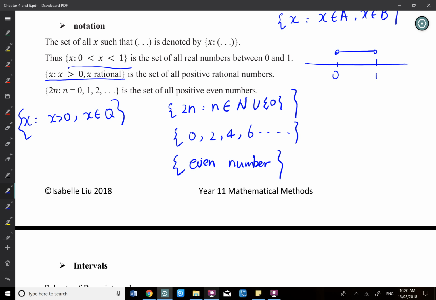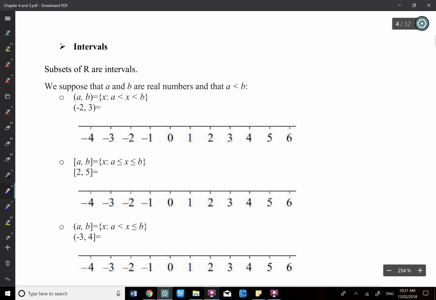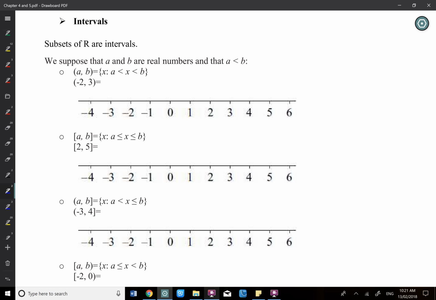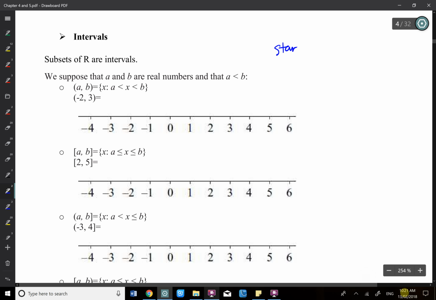But just as I said, it's a very complex and long notation. We want to avoid that. For example, the first one, 0 to 1, is very easy: just say from 0 until 1, not including 0, not including 1, all the numbers in between. So we introduce something called the interval notation instead of the set notation. We have a start point, a comma, and an end point.